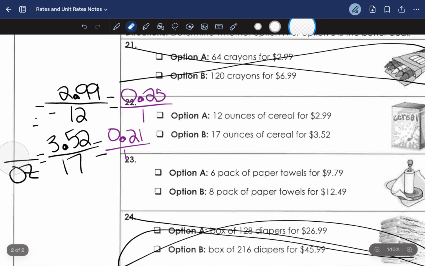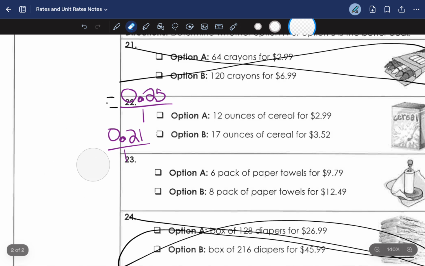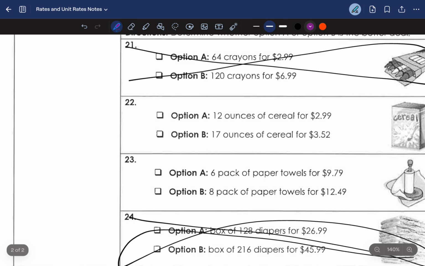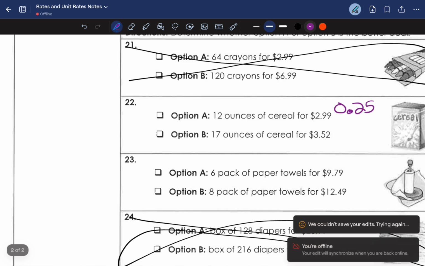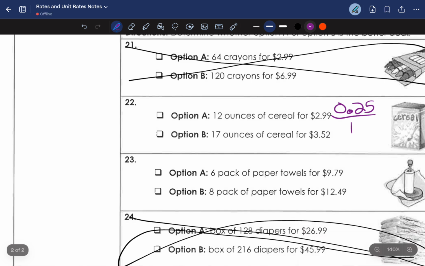Okay, again, I'm going to erase because I need space. But maybe you just want to make a little mental note off to the side here. You could put 0.25 over 1. We could also do, for this other option, you could write 0.21 over 1.